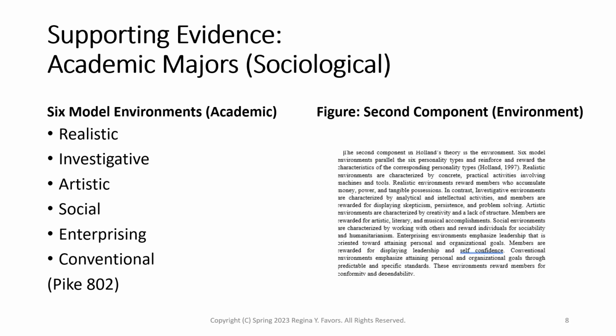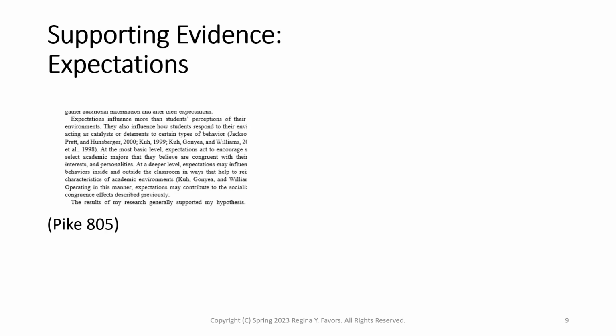For the academic major, the sociological aspect of it, the academic major is the model environment. And again, we have the same 6 model environments: realistic, investigative, artistic, social, enterprise, and conventional on Pike 802 as well. And that's your second component. And then Pike 805 has I think practically the whole page is about expectations.